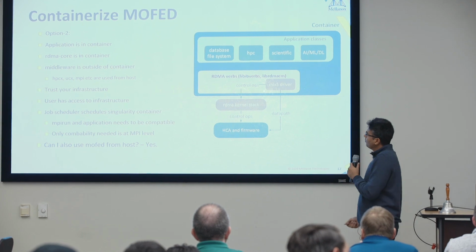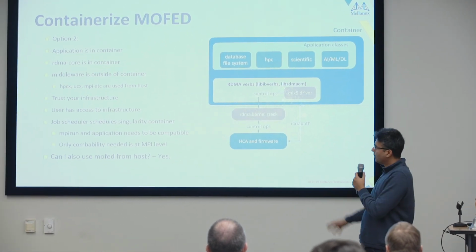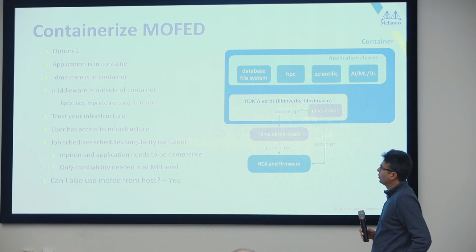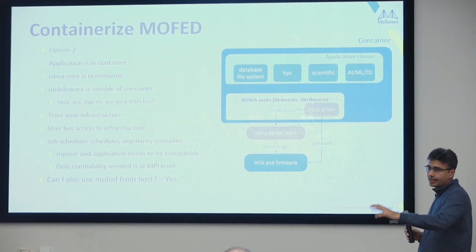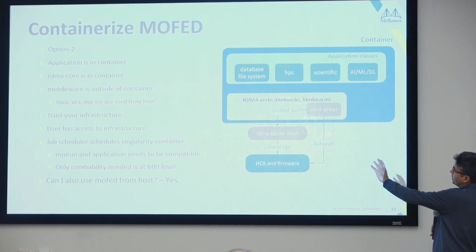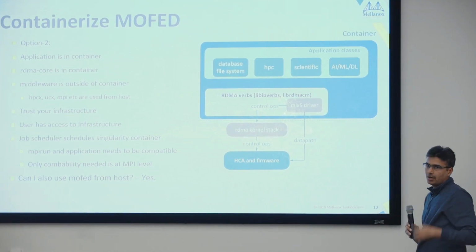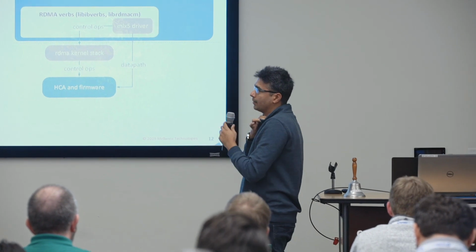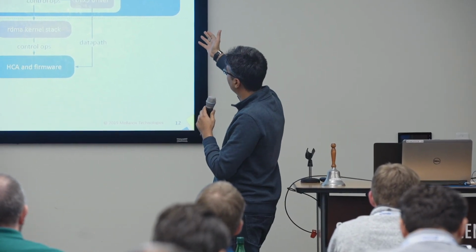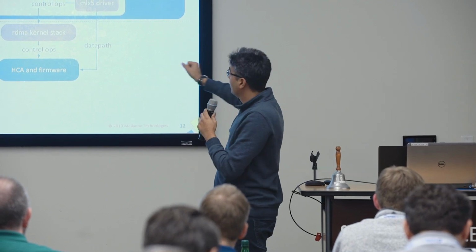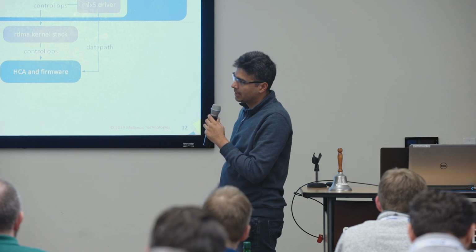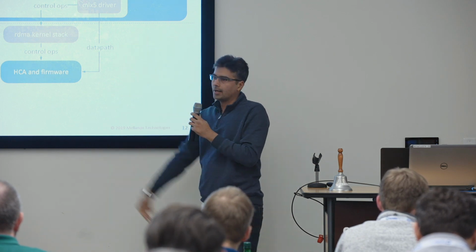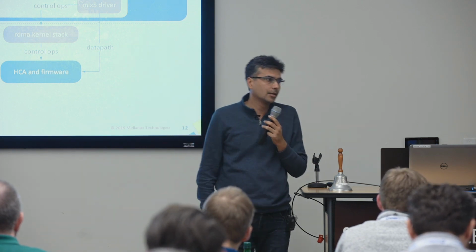So the second option that I'm jumping to here is to trust your infrastructure, which is expected to provide all the necessary components. In this case, probably MPI is a component outside, which plans to use the RDMA Mellanox software libraries. In this case, the job scheduler schedules all the containers, which only contain the application and the core libraries that need to interact with the RDMA stack. Now, can we take this component out of the picture and have the host provide it? I guess the answer is yes.